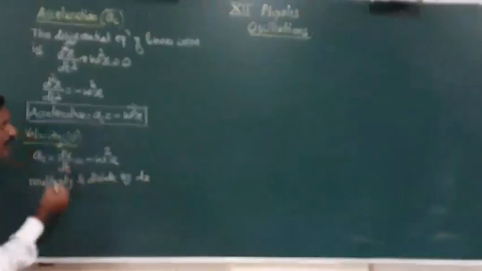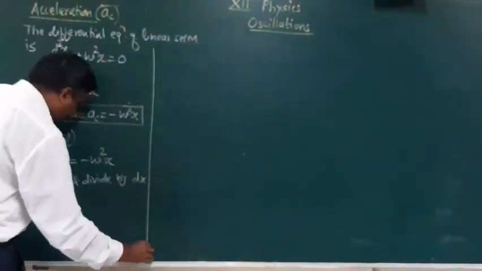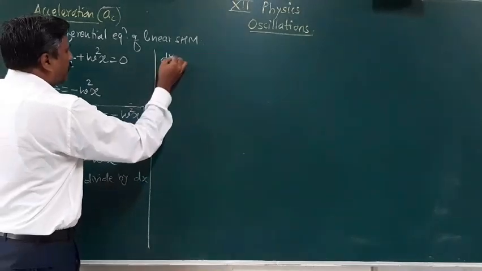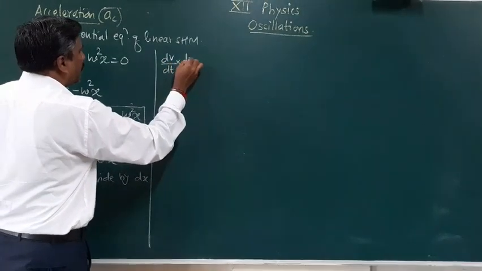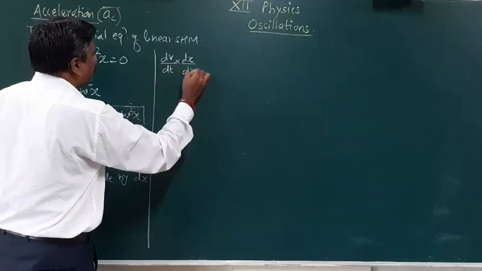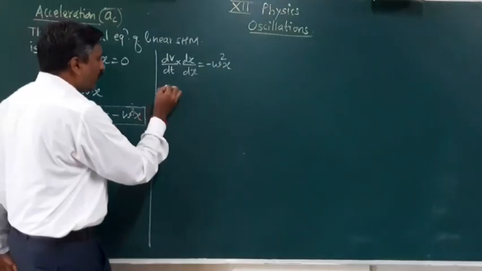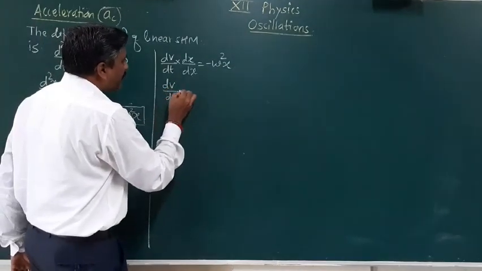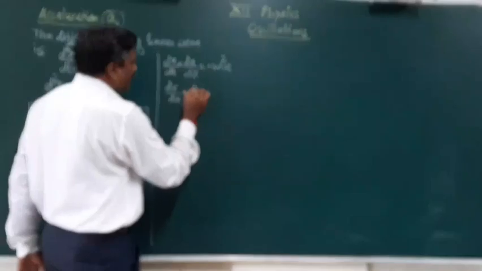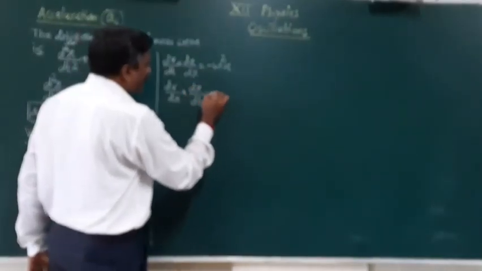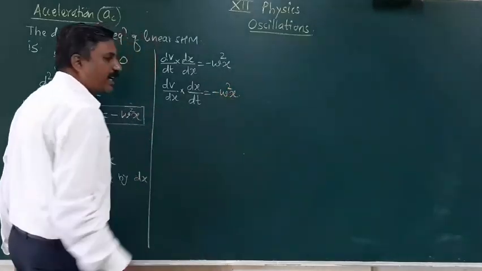Just multiply and divide by dx. So my equation becomes dv by dx into dx by dt equals minus omega square x. Don't cancel this part. So dv by dx into dx by dt equals minus omega square x.